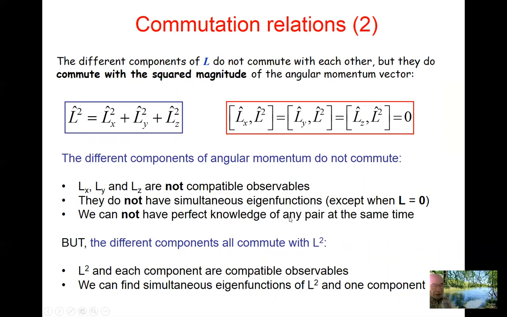So this is basically a consequence of the Heisenberg uncertainty principle, or another way of representing it mathematically. But the different components all commute with L squared. So that means that L squared and each component are compatible observables. So we can find simultaneous eigenfunctions of L squared and one component. And so this is what we need to do.